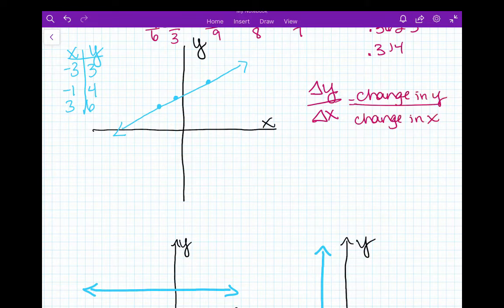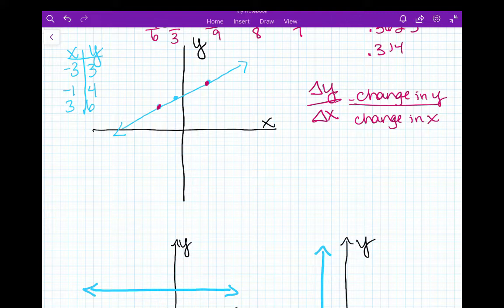This is a linear function. How do I know that? Because it's a straight line. That means the slope is the same between any 2 points. So if I go from this point all the way up to this point, I'm going to draw a triangle to show the change in y and the change in x.